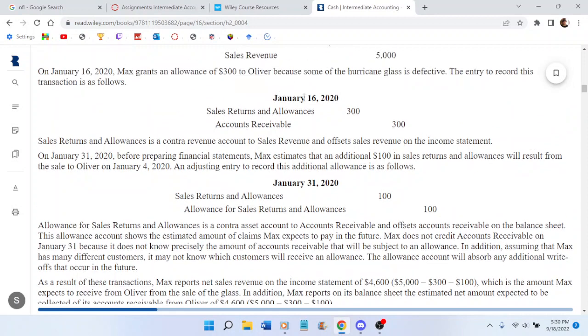So this one, they directly decrease. Wait. Yes, they directly decreased accounts receivable. In this one, they indirectly decreased it by crediting an account that decreases that. Oh my gosh, so complicated.